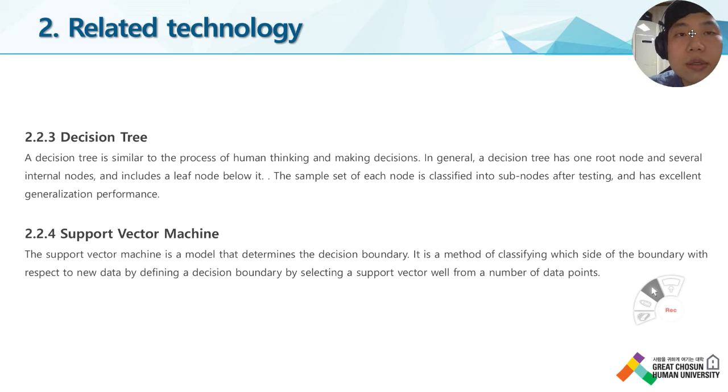Support vector machine is a model that determines the decision boundary. It defines a decision boundary by selecting support vectors from a large number of data points, to classify which side of the boundary new data belongs to.